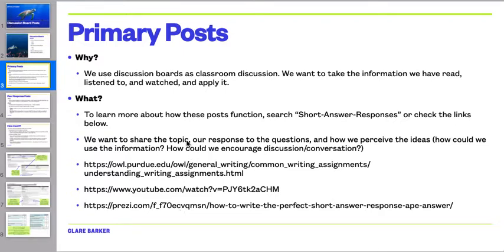What we're essentially doing is figuring out a format or method to share about the topic, to share our response to the questions, and to share how we perceive the ideas. So we want to maybe address how we could use the information. Maybe we want to encourage discussion or conversation. If you look at short answer responses, we're generally looking at a paragraph format. If you're familiar with a 5-paragraph essay, that same information is useful here. We're just squishing it into a paragraph. So think about it as a 5-sentence paragraph.